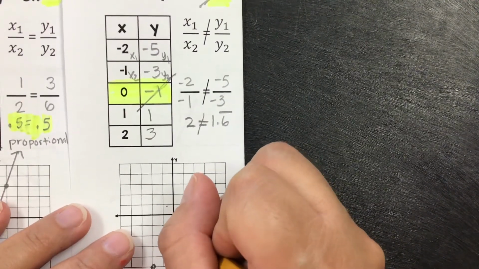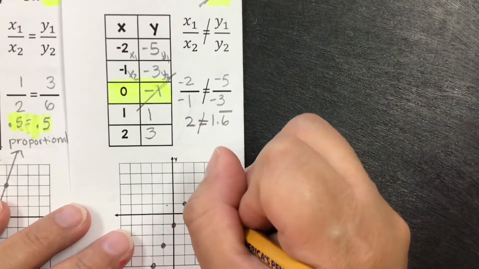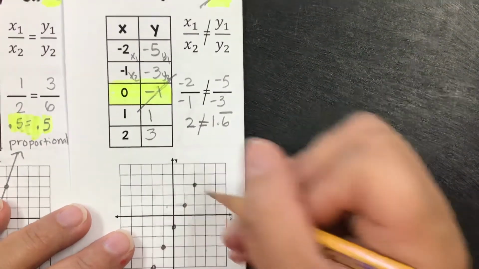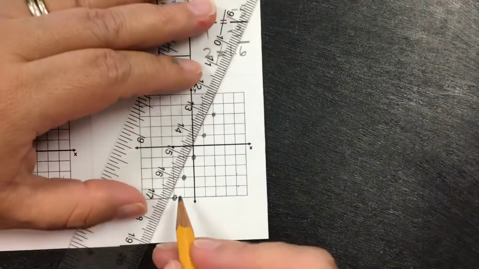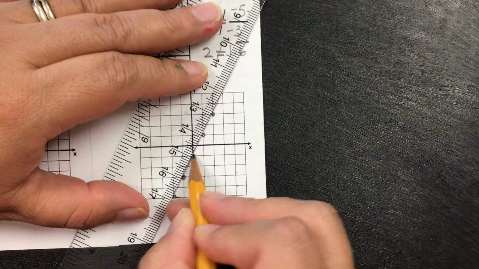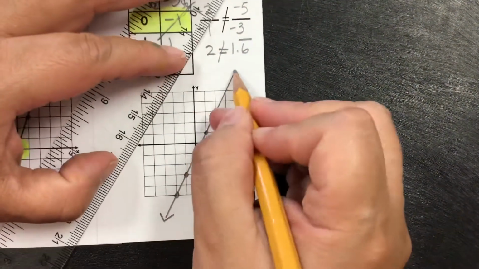Zero, negative 1. 1, 1. 2, 3. Okay, make sure that your points actually touch the ruler before you graph the line. Put arrowheads at the end.